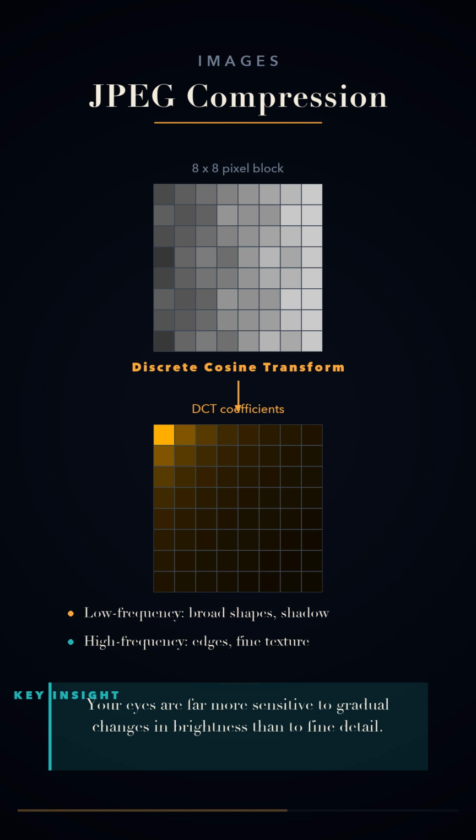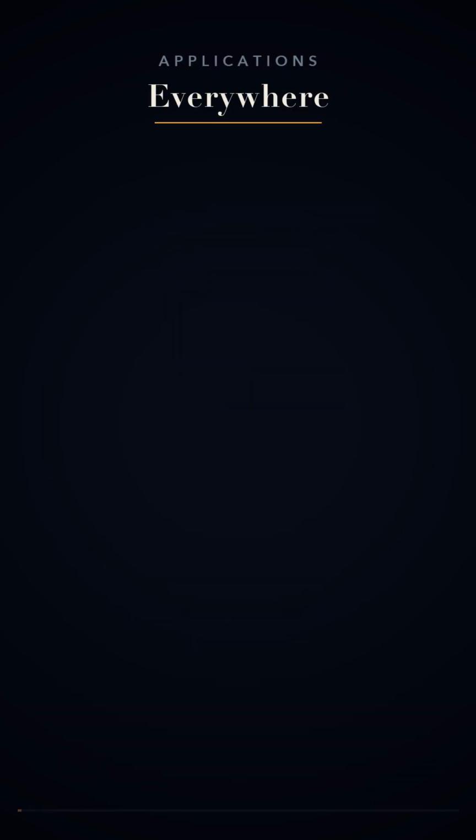The key insight: your eyes are far more sensitive to gradual changes in brightness than to fine detail. So JPEG aggressively rounds the high frequency coefficients down toward 0, sometimes to 0 outright. The image shrinks dramatically. You barely notice. That is why a 10 megapixel photograph fits into a 2 megabyte file. Fourier, adapted for space instead of time, is doing the heavy lifting behind every photograph you have ever texted. Once you see it, you cannot unsee it. The Fourier transform is everywhere.